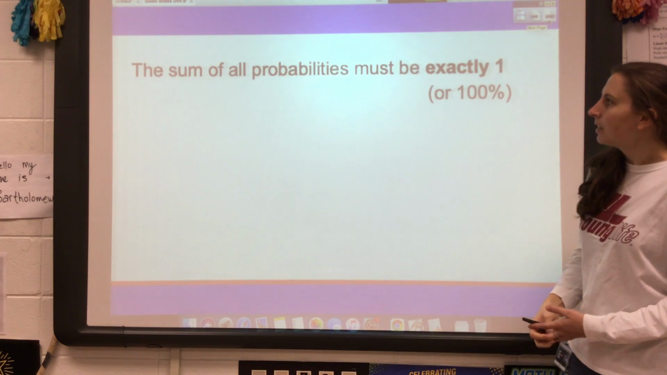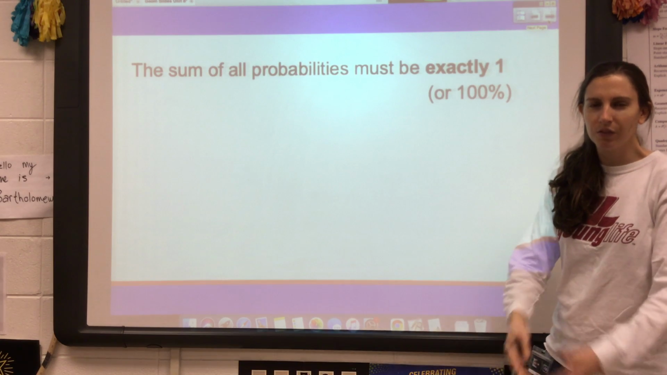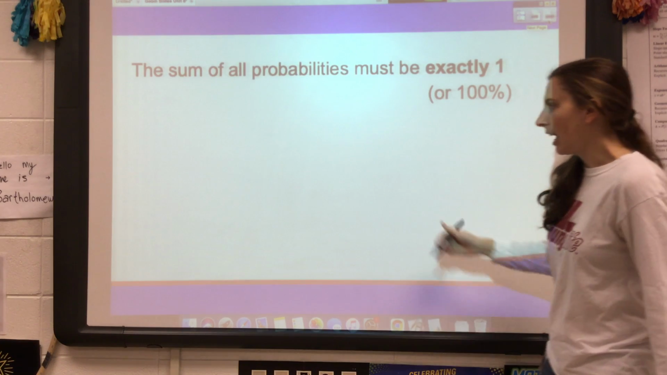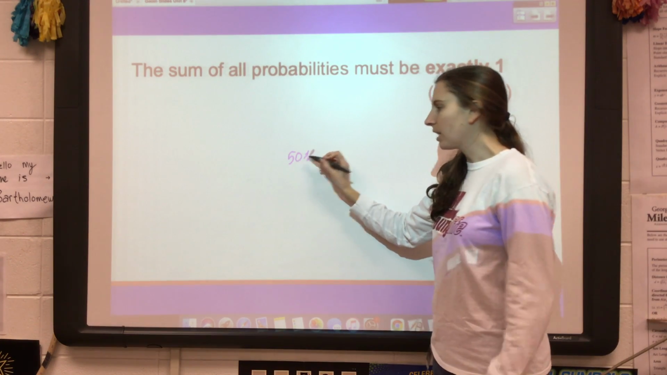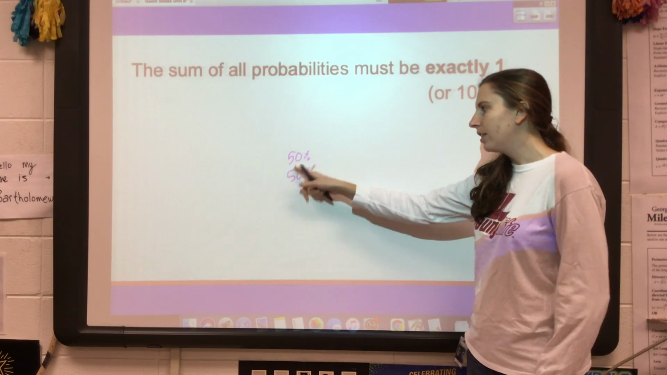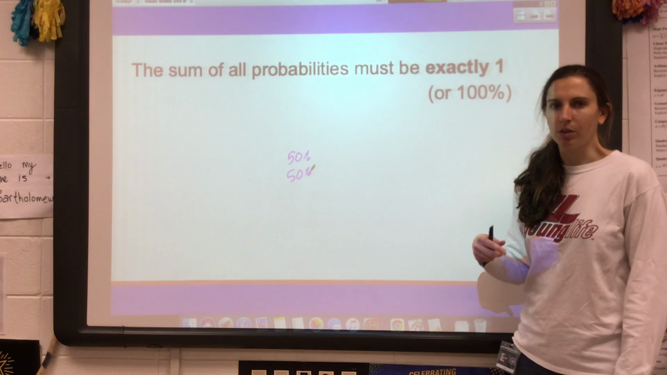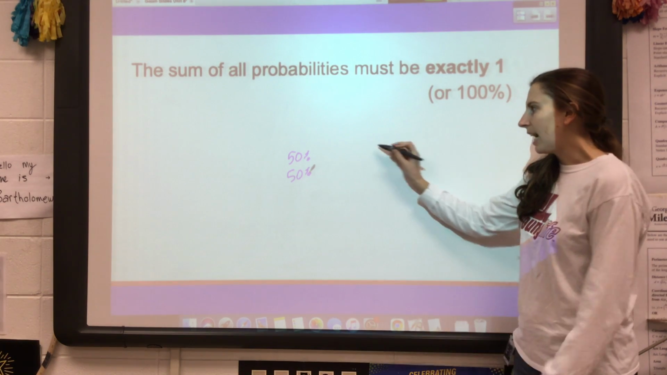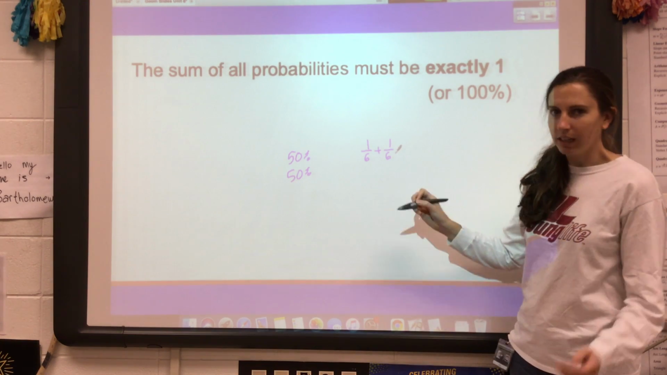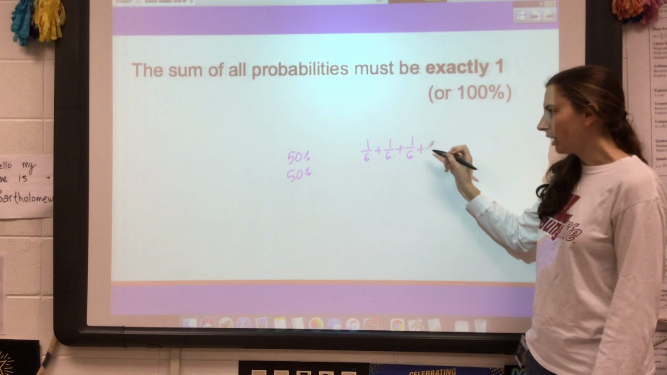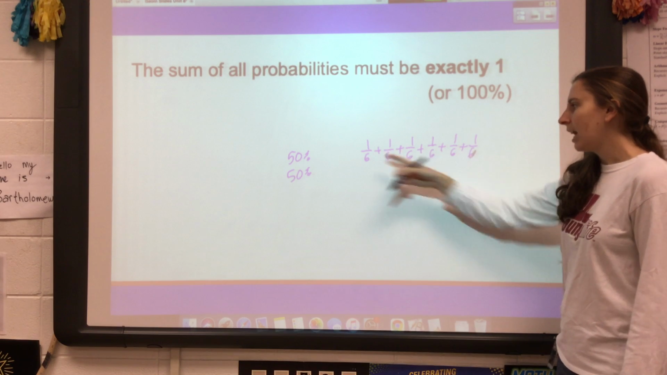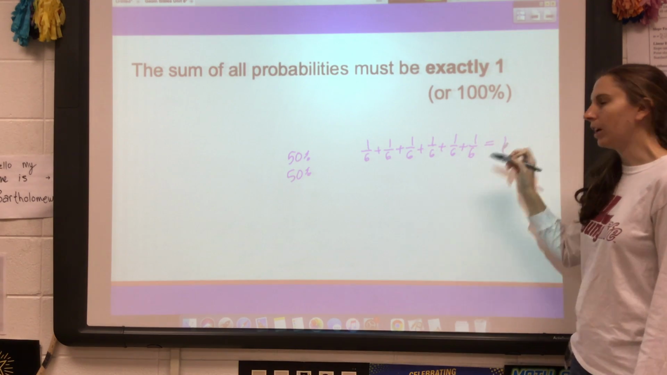Also keep in mind, the sum of all probabilities for a scenario have to add to 100%. Like there's a 50% chance I'll get heads and a 50% chance I'll get tails when I flip a coin, and those have to add up to 100%. Or like rolling a die, you have 1/6 of a chance that you'll get a 1, and then 1/6 of a chance that you'll get a 2, and then 1/6 of a chance you'll get a 3, and so on for 4 and 5 and 6, and all of those have to add up to 1.